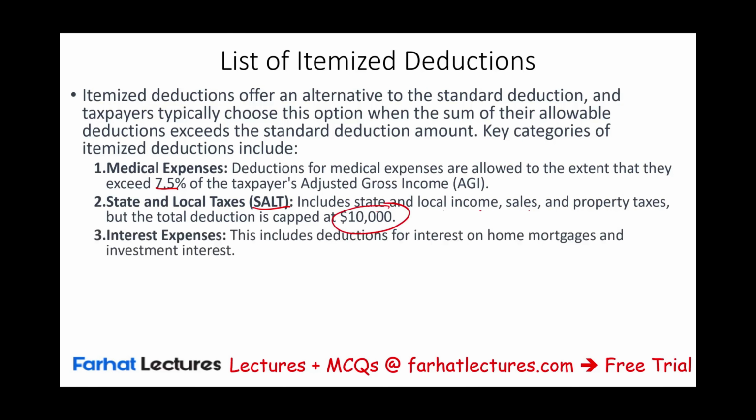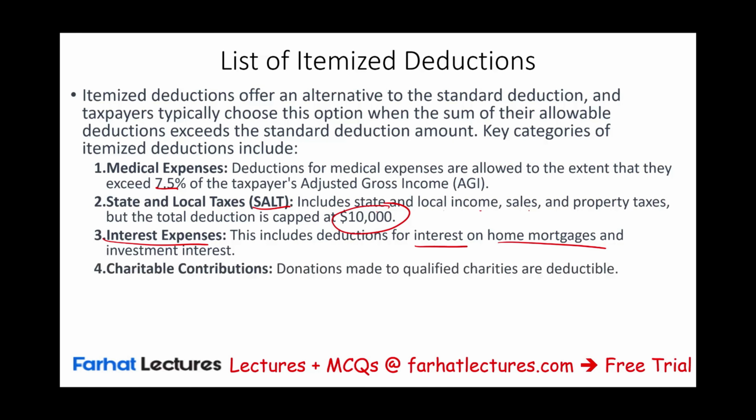That's the second. Interest expense. This includes deduction for interest on home mortgage and investment interest. Again, there are specific rules for each section. I'm going through an overview. Charitable contribution: donations made to qualified charities.